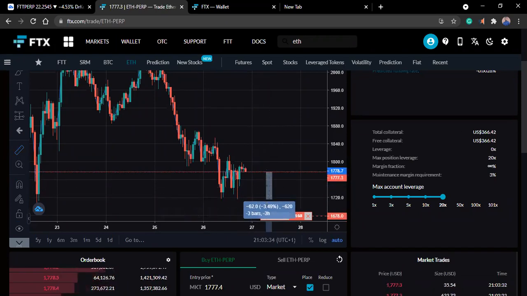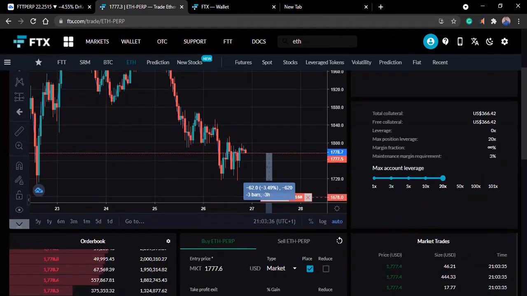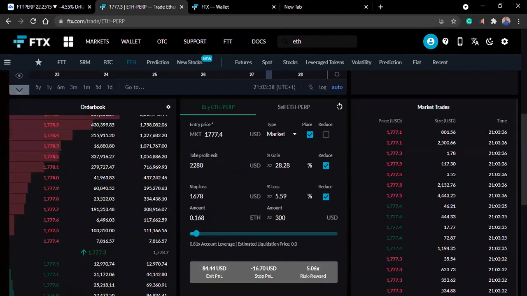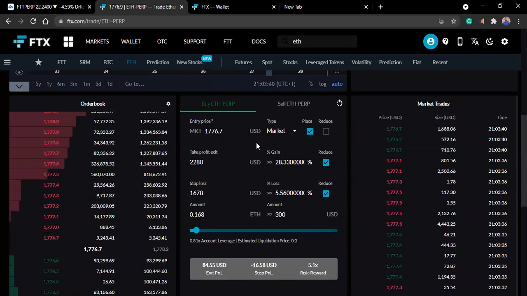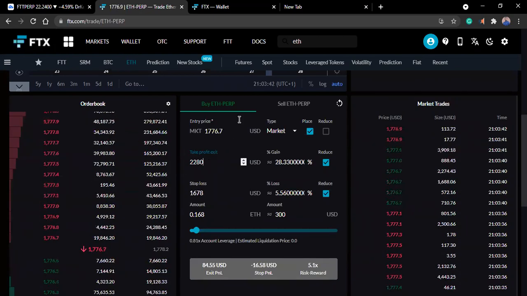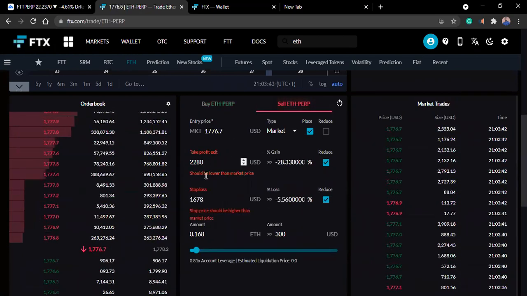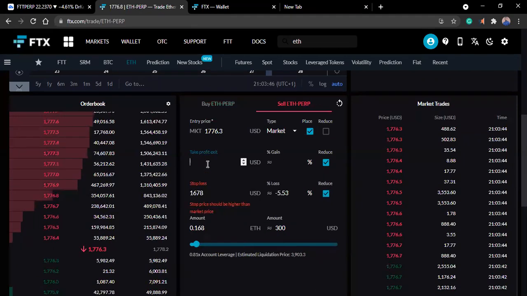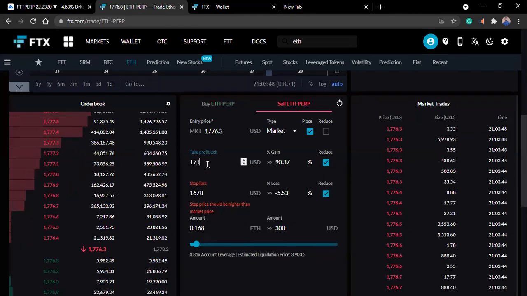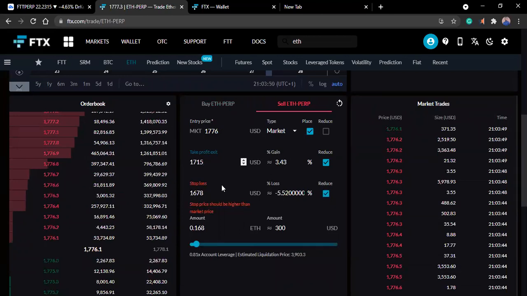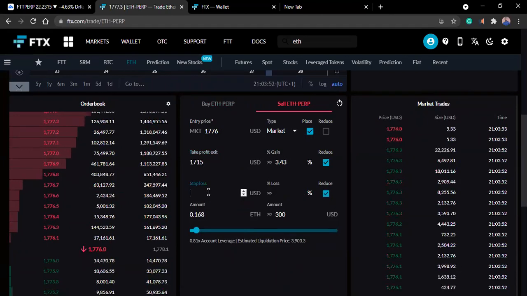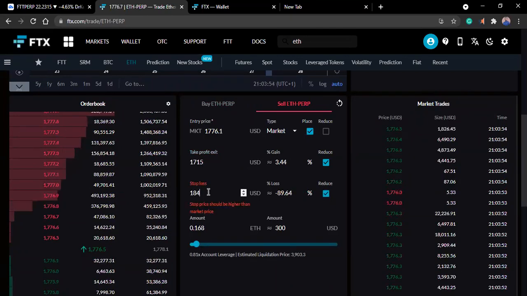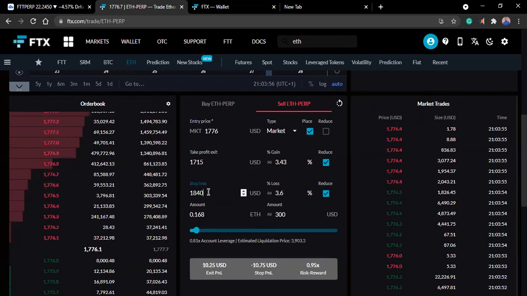1715. Okay, 1849. So I come to this market, I sell Ethereum at market. My take profit, I come to sell. Then my TP is 1715. It tells me how much I'll make on this trade. My stop loss is, let's say, 1840. Okay, about the same thing.